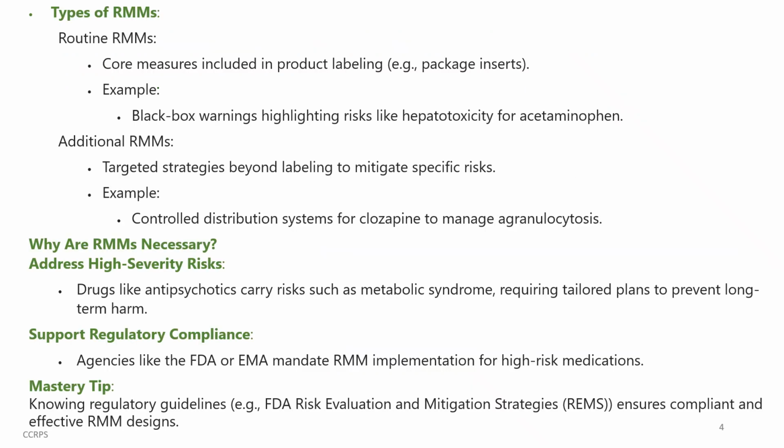The types of risk minimization measures. Routine RMMs include core measures included in product labeling such as package inserts or leaflets. Example, black box warnings highlighting risks like hepatotoxicity for acetaminophen. Additional RMMs are targeted strategies beyond labeling to mitigate specific risks. Example, controlled distribution systems for clozapine to manage agranulocytosis.